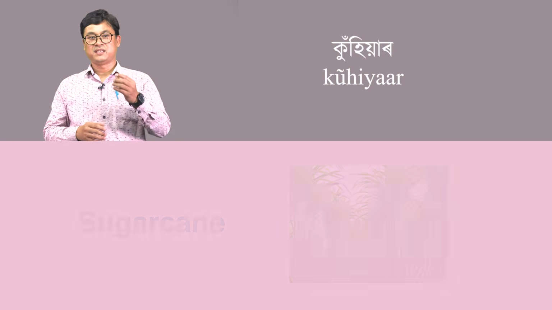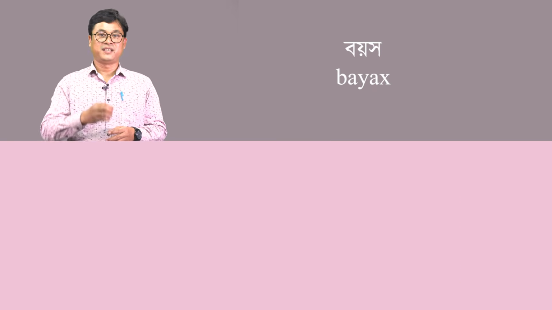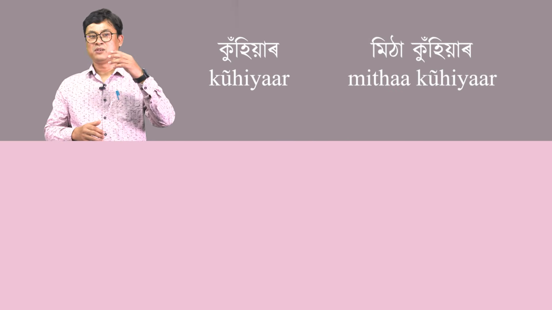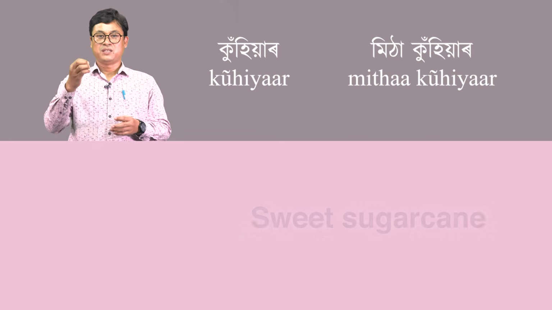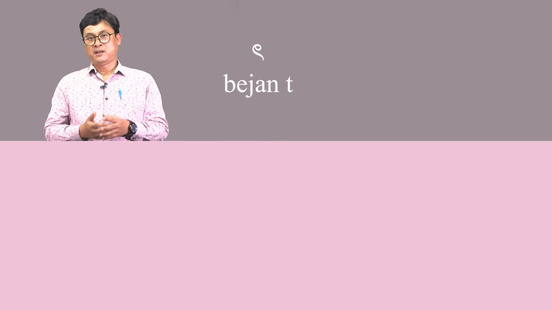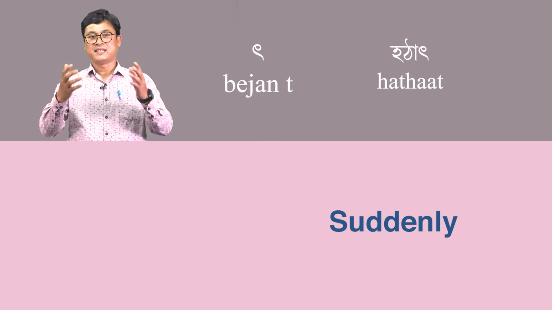Anthastha yo for horiyo, which means mustard. Kuhiar, which means sugarcane, and boyok, that means age. Using the word kuhiar, we can make phrases like mitha kuhiar, which means sweet sugarcane. Here mitha means sweet.